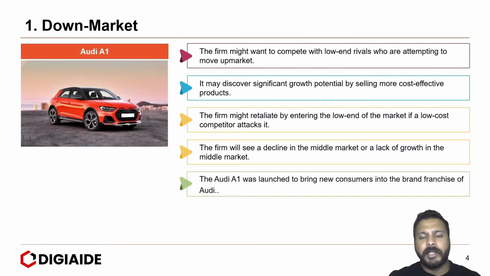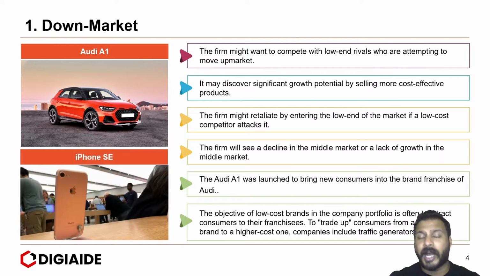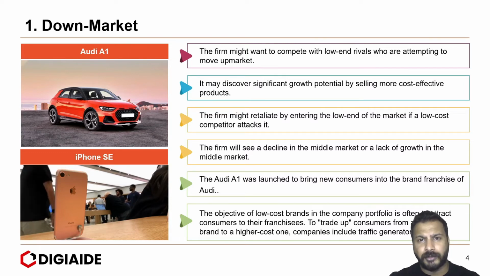For instance, the Audi A1 was launched to bring new customers into the brand franchise of Audi. Moving further, the objective could also be of low-cost brands in the company portfolio to attract consumers into their franchises. Or to trade up consumers from a low-cost brand to a higher-cost one. Companies include traffic generators, such as the iPhone SE. The whole idea behind the iPhone SE is to ensure that consumers buy Apple at cheaper rates and finally trade up to better models such as the iPhone 13 Pro or the upcoming models of iPhone 14.